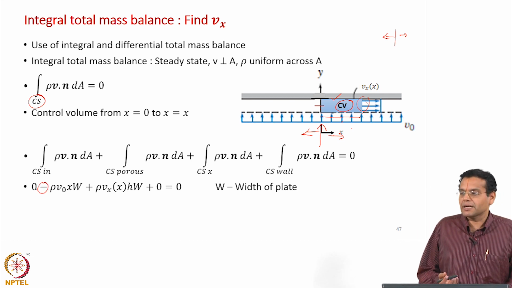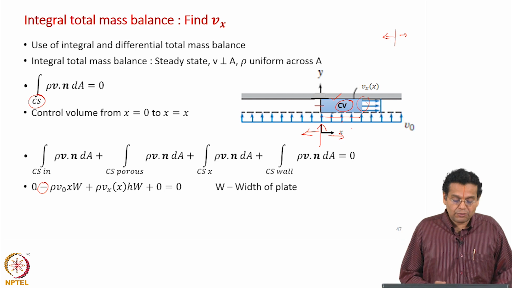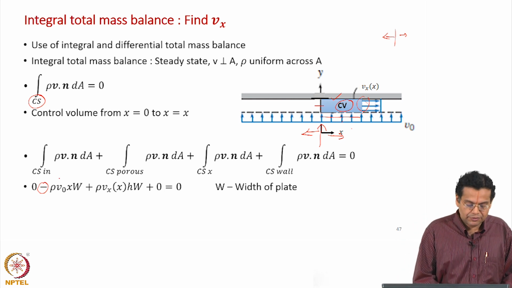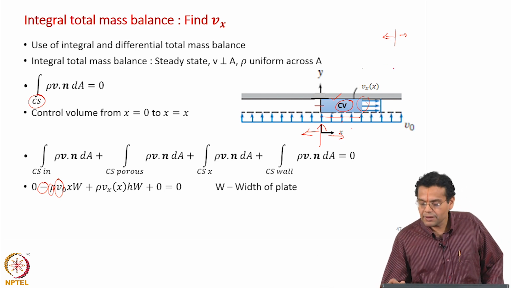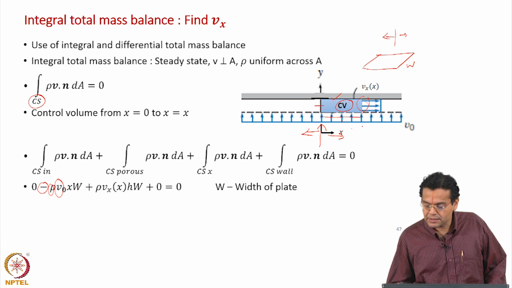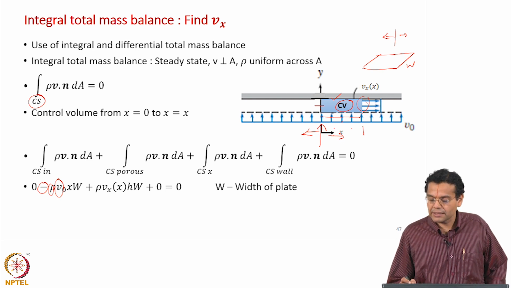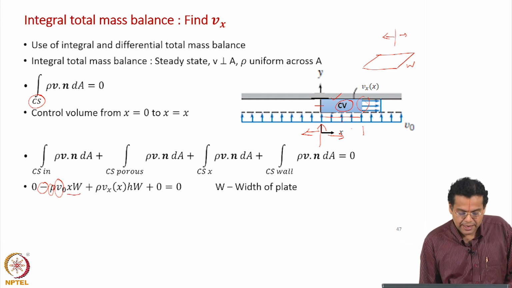We have seen v dot n is negative for inflow, and the magnitude of velocity is v naught. Of course, I have written rho here. Now, what is the area? We have considered a plate whose width is w, and the length of the control volume along that direction is x. So, the area is x into w.